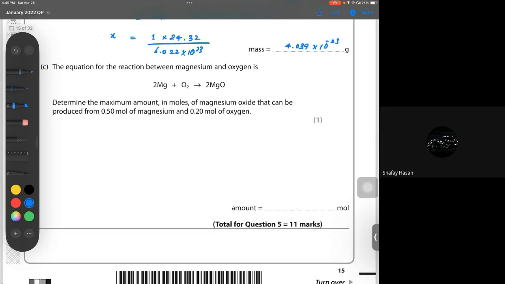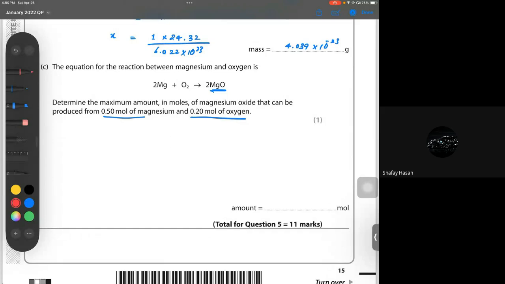Then they are saying determine the maximum amount in moles of magnesium oxide that can be produced from this many moles of magnesium and this many moles of oxygen. This is of only 1 mark. They have given us both amounts, so this question is related to the limiting reactant. First of all, you have to identify which one is the limiting reactant. How can we find out the limiting reactant?